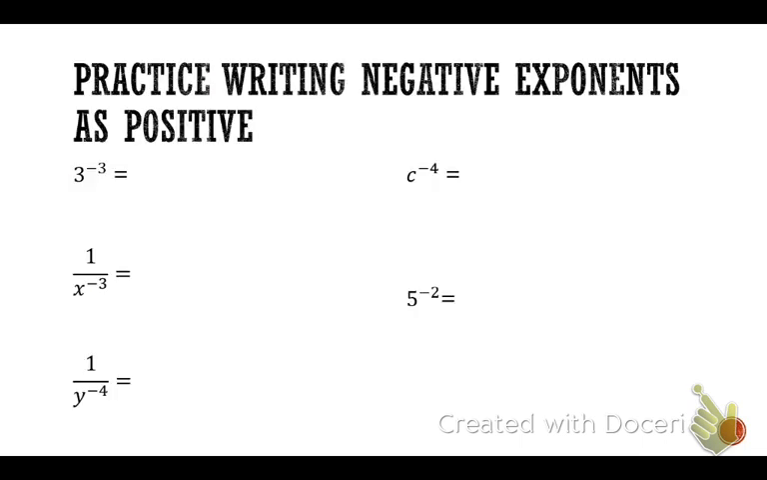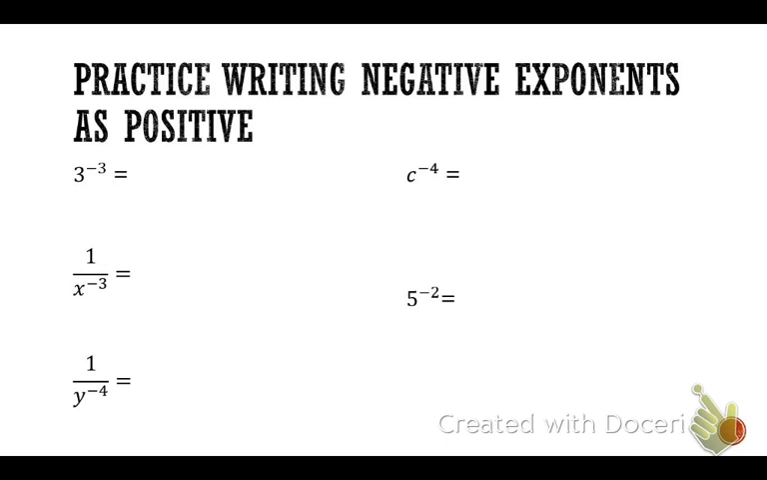Move on to some practice problems now. Okay, so 3 to the negative third power. Remember what we just talked about. Writing a negative exponent as positive means moving it to the other side of a fraction.